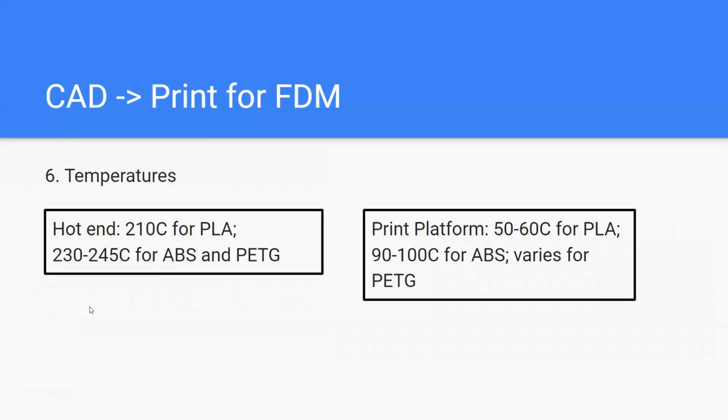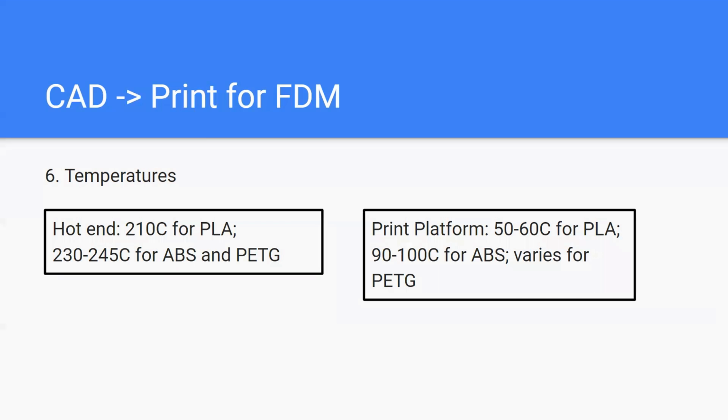All right, moving on here. Temperature is also important when you're printing for FDM. In most cases, you're going to be printing with PLA, which is going to require the hot end of the extruder, so that's the part that's actually heating up your plastic, making it molten, to be about 210 degrees Celsius. If you're using ABS or PETG filaments, you're going to want to do 230 to 245 degrees Celsius.